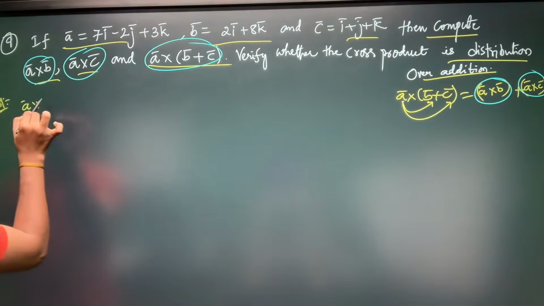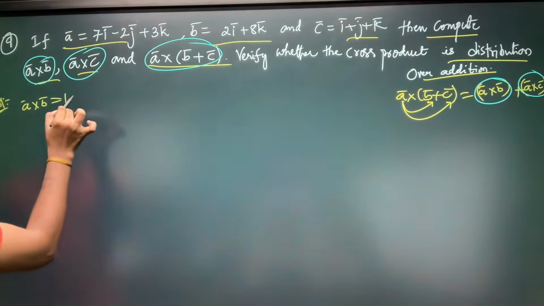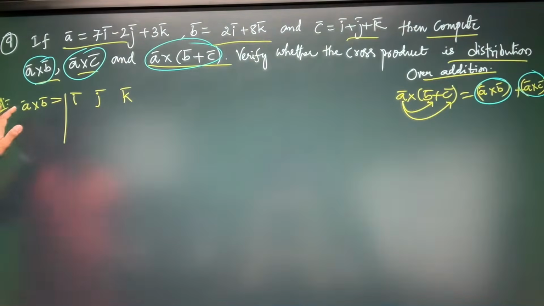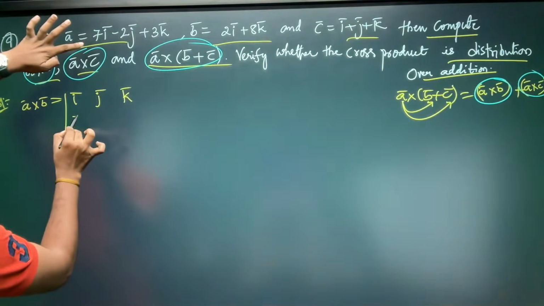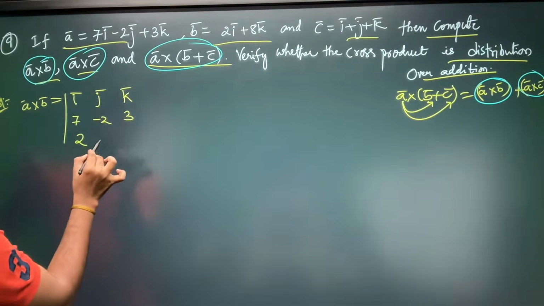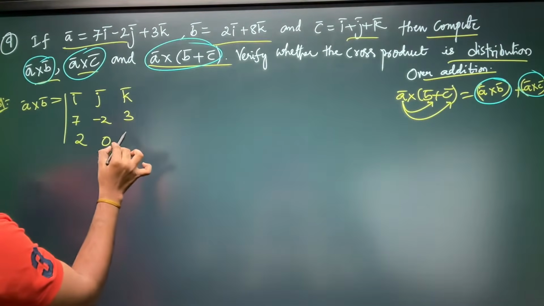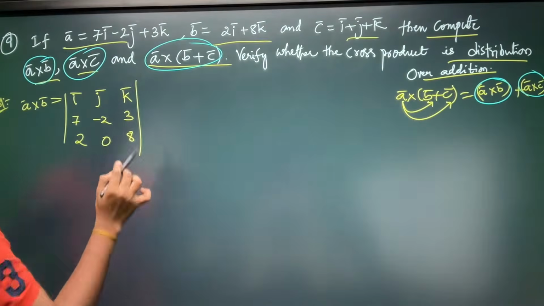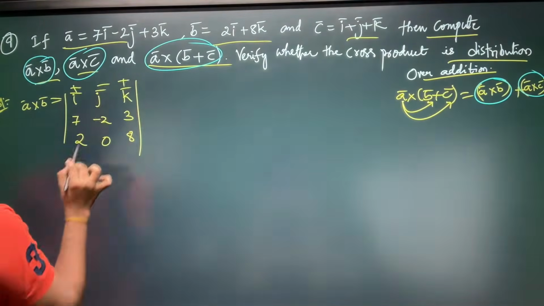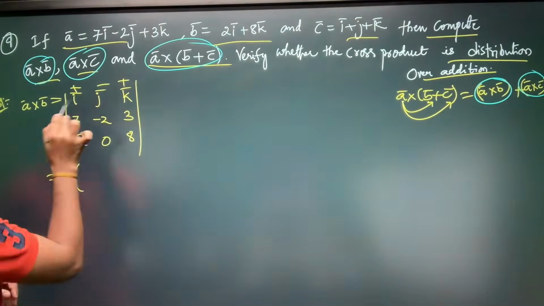First of all, directly I am doing a bar cross b bar. Okay, so yourself write, given that a bar, b bar, c bar, and directly I am starting the vector product. Therefore a bar value is the first vector, 7 minus 2 3, and b bar value is 2, 0, 8. Be careful, here there is no j value, so directly k value is there. Okay, so therefore 0. Now plus minus plus minus plus.